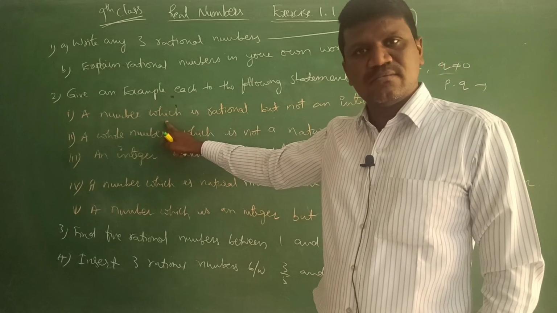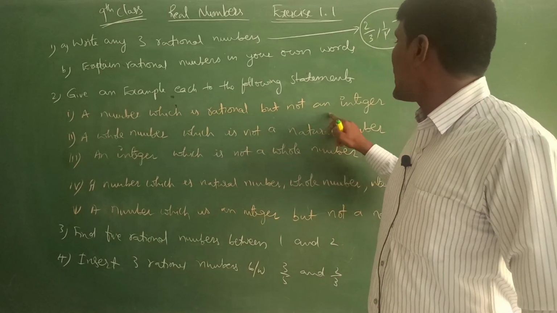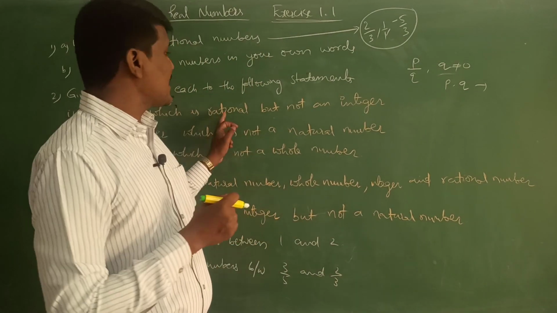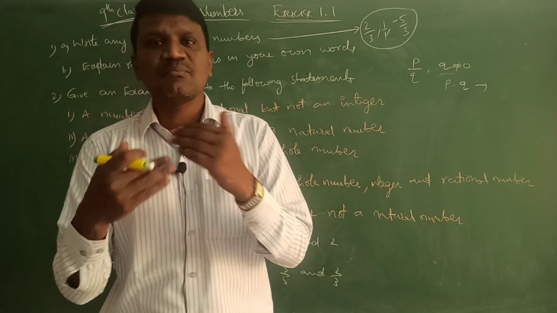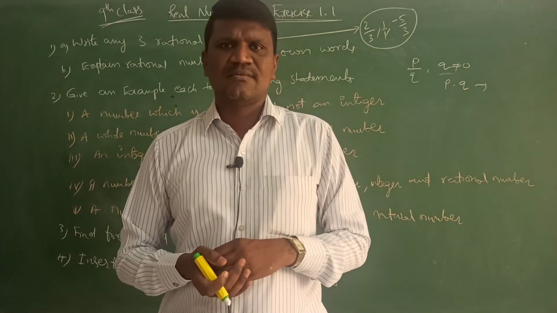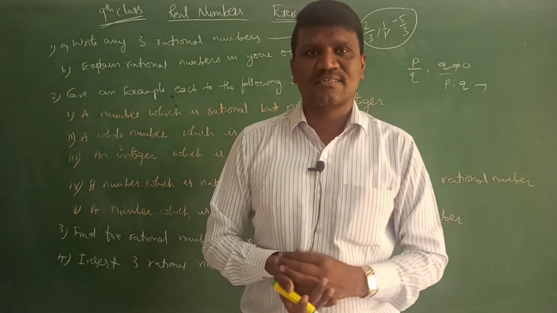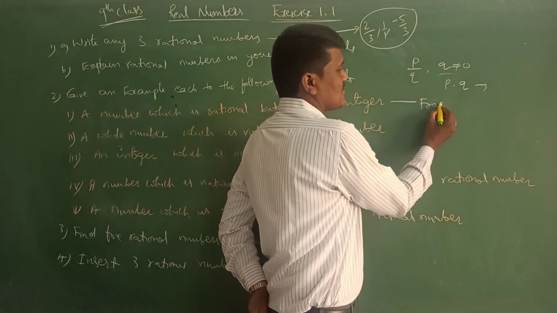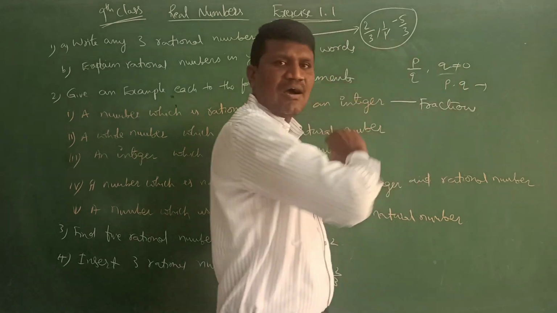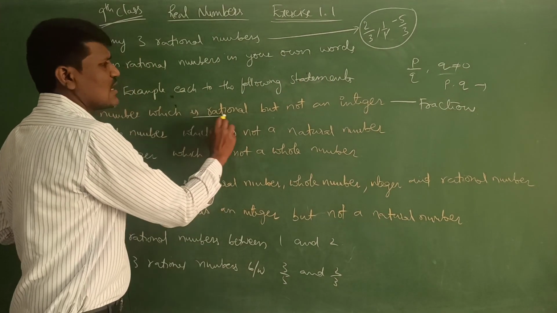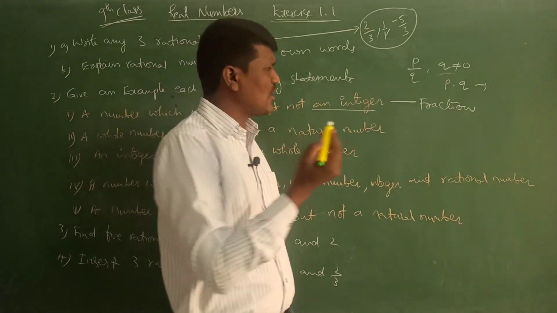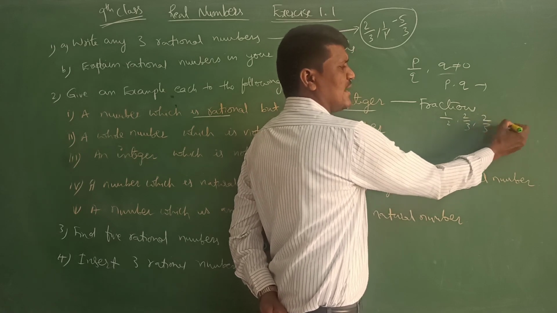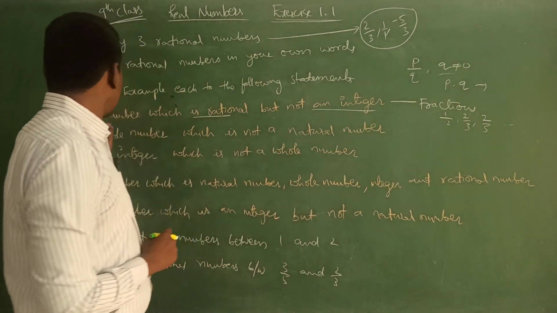A number which is rational but not an integer. So students, think. The number should be rational but not an integer. So what are the numbers? Can anyone say? What is a rational number but not an integer? So you can take all the fractional numbers. In fact, all the fractions. All the fractions you can take as rational but not an integer. So for example, I can take 1 by 2, 2 by 3, 3 by 4, 2 by 5, like this. Any numbers.